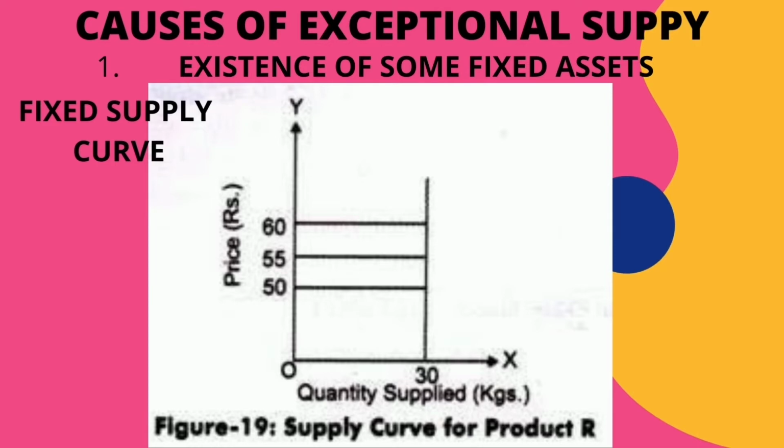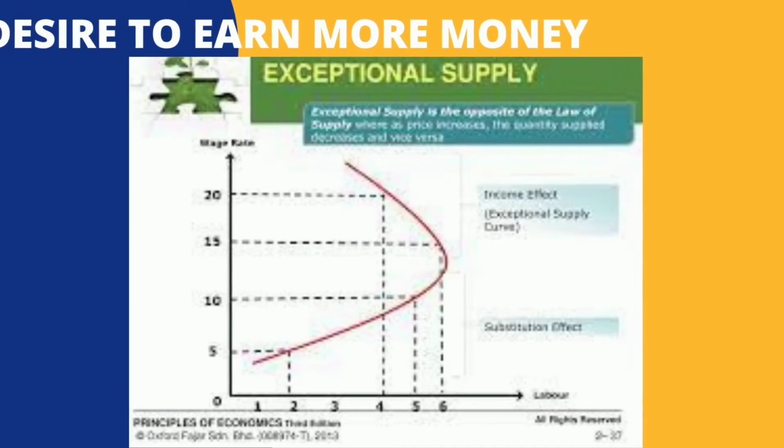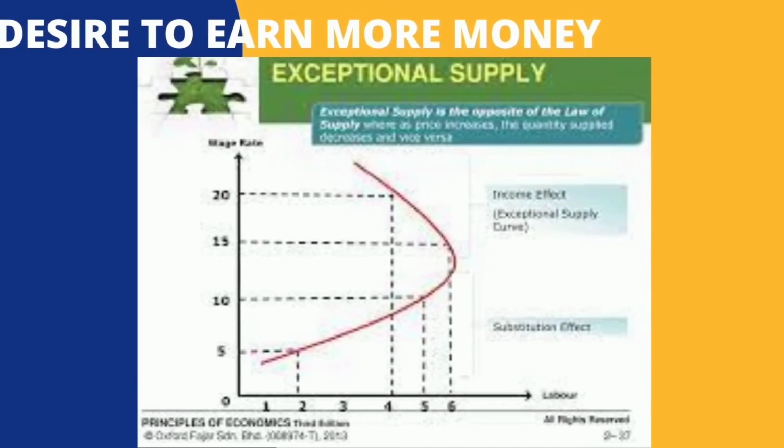Causes of abnormal supply. 1. Existence of some fixed assets. Land is a fixed asset. With time, the price of land increases without a corresponding increase in its size. This situation can lead to abnormal supply. This is also an example of a fixed supply curve, or zero elastic, or perfectly inelastic supply curve. This is illustrated in the diagram. In the diagram, price increases from 50 to 55 to 60, but quantity supplied remains constant at 30.